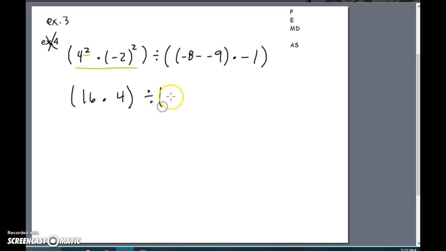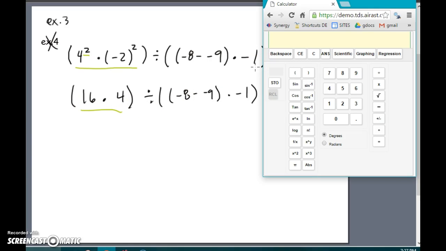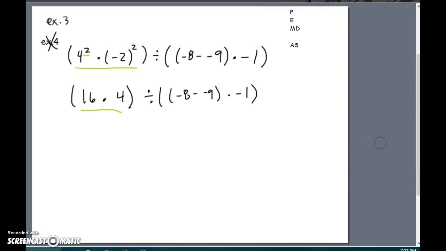Divided by, I'm going to go ahead and write this out again just so that we keep things nice and neat. Now we've got to finish off this parentheses right here. We can go ahead and multiply 16 by 4. I'm going to type that in real quick. 16 times 4 equals 64. Okay, cool.